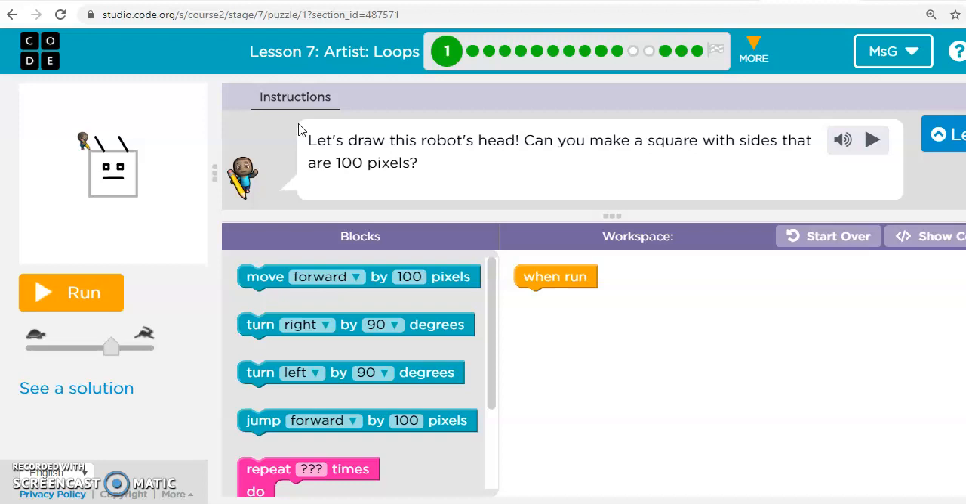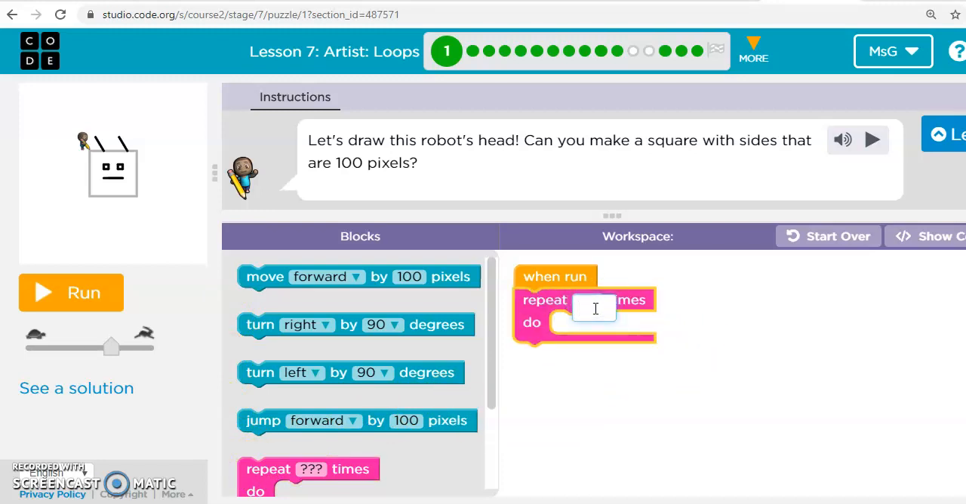So for puzzle 1, we need to make this robot's head. We have to make a square with sides that are 100 pixels. Remember that squares have 90-degree angles, so whichever way you're turning, you want to make sure it's 90 degrees. So option A suggests that we move forward by 100 and turn right 90 degrees and repeat that 4 times. Well, a square does have 4 sides, so repeating it 4 times sounds like a good idea.